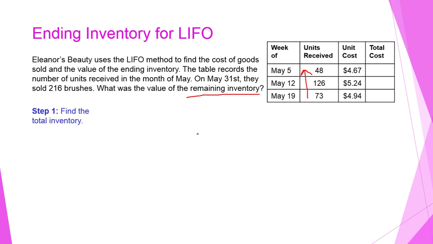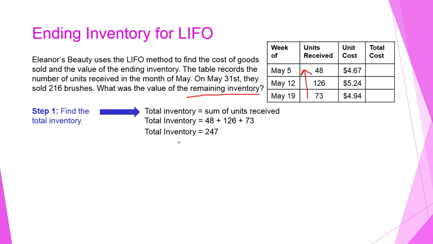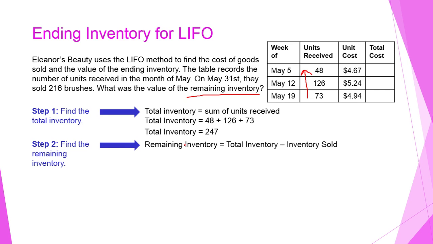First step, find the total inventory. Add everything together, we get 247 brushes in total. Second step, find the remaining inventory. If we sold 216, we have 31 left. So at the end of the month, we still have 31 left that we have not sold.